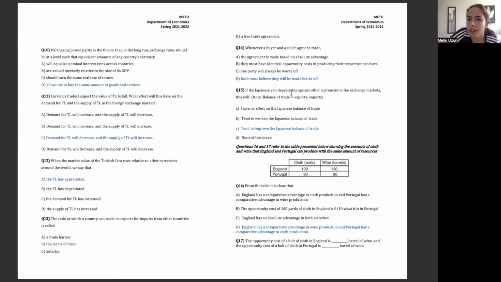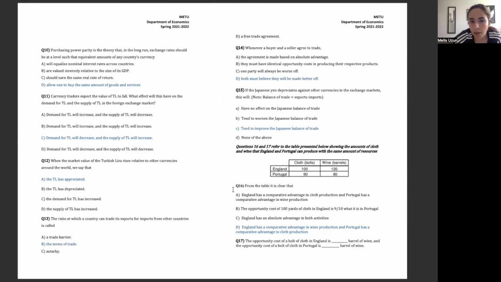If the Japanese yen depreciates against other currencies in the exchange market, this will tend to improve the Japanese balance of trade. It means if the yen depreciates, buying goods from Japan will be cheaper. So the exports of Japan will increase. That's why it will increase the balance of trade, because exports will increase.